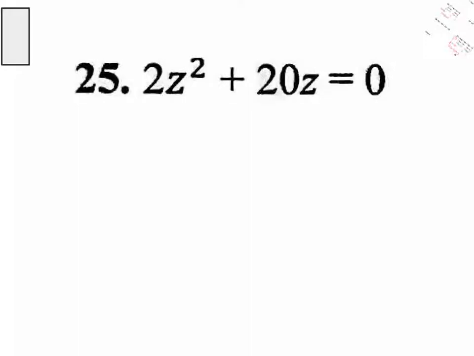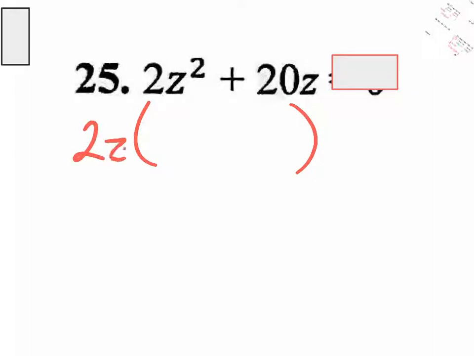So we could use the zero product property. So let's just ignore the equals 0 for a while. Let's just pretend it's a binomial. And what could I pull out of there? What's the GCF right there? A 2 and a z. If I pull out a 2 and a z, what's going to be left on the first term? Just a z. And then the next one plus 10. Perfect. Okay, so what I've done is factored the left side.